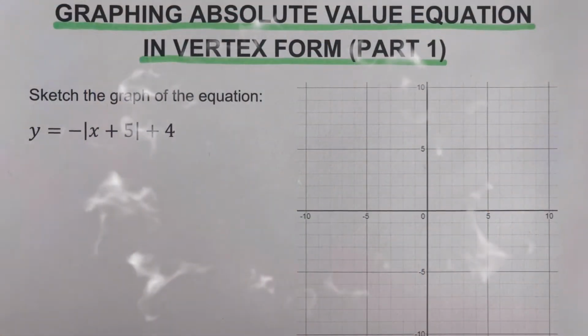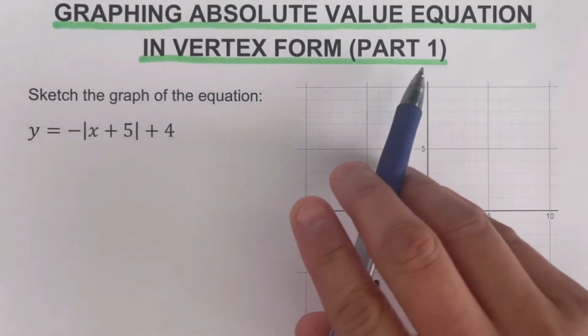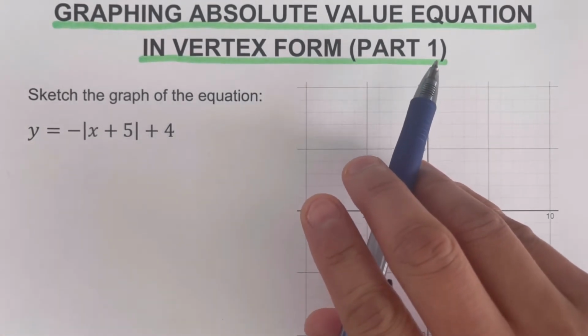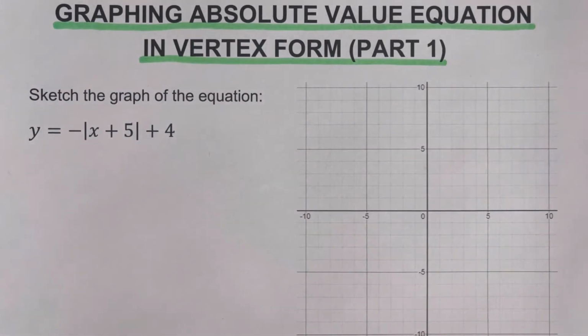Hello everyone. This video will focus on graphing absolute value equations in vertex form, and this is the first part. In this part, our value of a would be -1, and the other example would be +1.